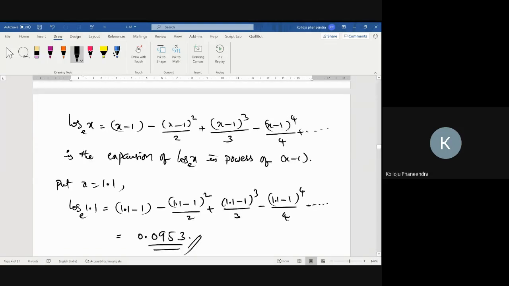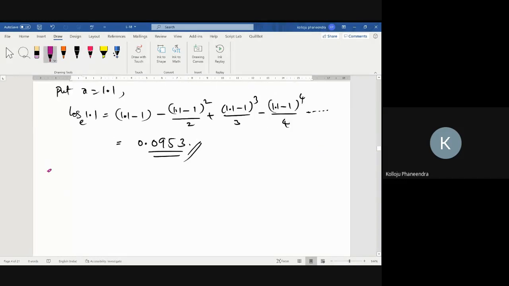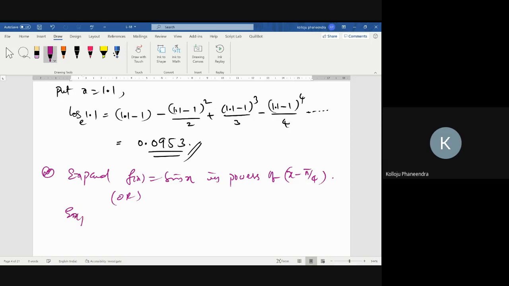This is expansion about a point. Similarly, you take this. Expand f of x equal to sin x in powers of x minus pi by 4. Or the question may be: expand f of x equal to sin x about the point x equal to pi by 4.